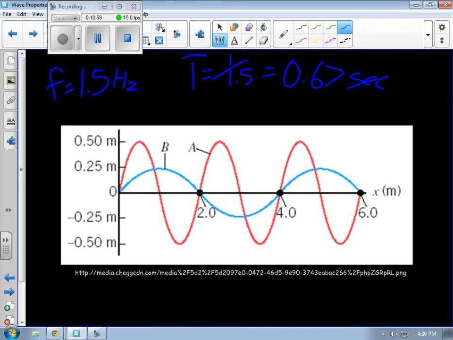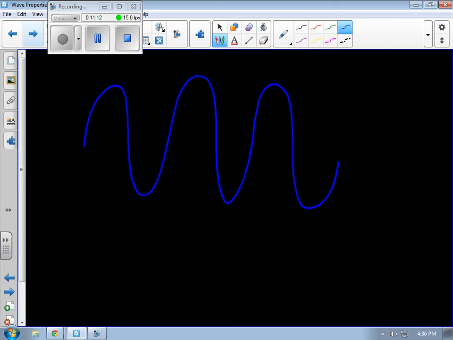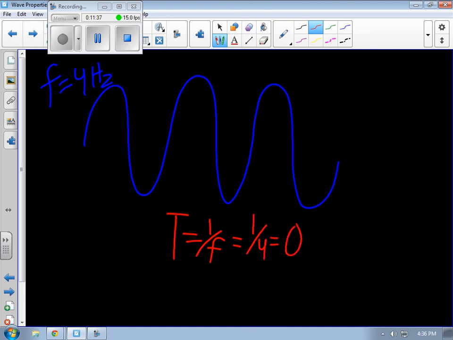Let's look at one more example quick. So if I told you I'm going to give you a wave. This wave has a frequency of 4 hertz. I just made that up and gave it to you. So frequency is 4 hertz. If I asked you to find the period of that wave, what would you do? You would know that the period is equal to 1 divided by the frequency. So in this case, it's equal to 1 divided by 4, which gives us 0.25 seconds.